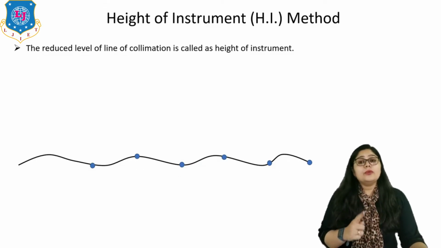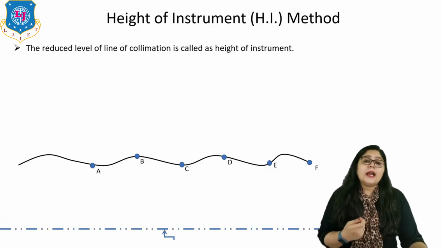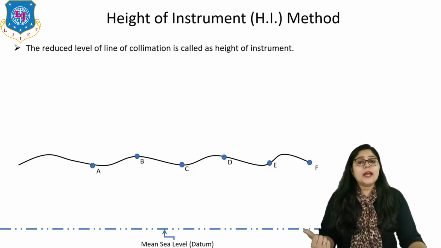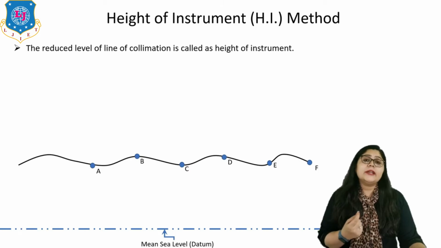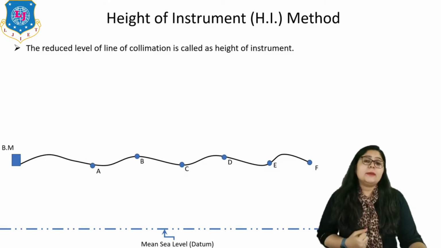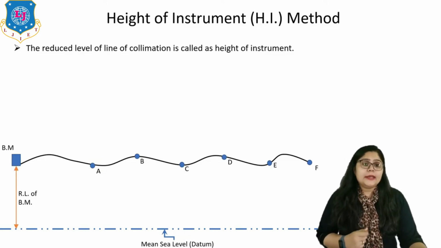Now, if I want to find out its RL, first of all I mark the stations with names like A, B, C, D, E, F, and then I will make one reference line first. So here on screen you can see I have drawn one mean sea level or the datum line, right? Once I draw the mean sea level, then from that I have to mark my benchmark. So here on screen you can see one benchmark, right?